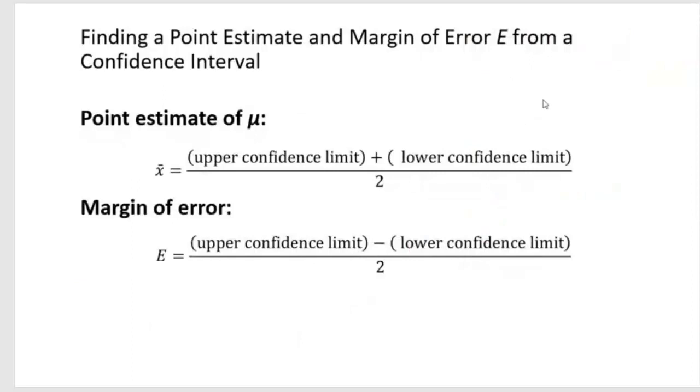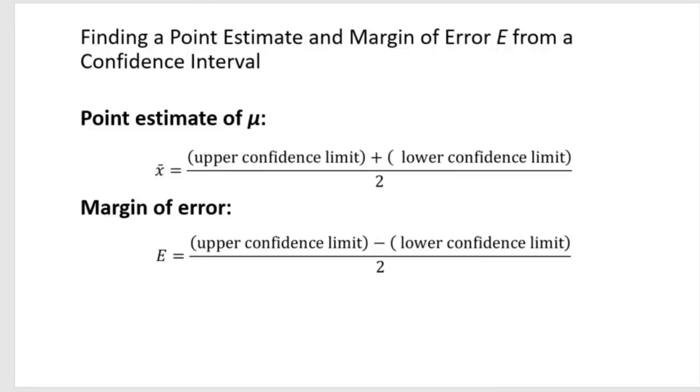When we find a point estimate and margin of error, you can work backwards. We did the same kind of work in the last lesson, where if your point estimate of mu is x bar, you can take your upper confidence limit plus your lower one and divide it by 2, and it will bring you to the middle. And this x bar is your point estimate for mu. To find the margin of error, you can subtract and divide by 2.